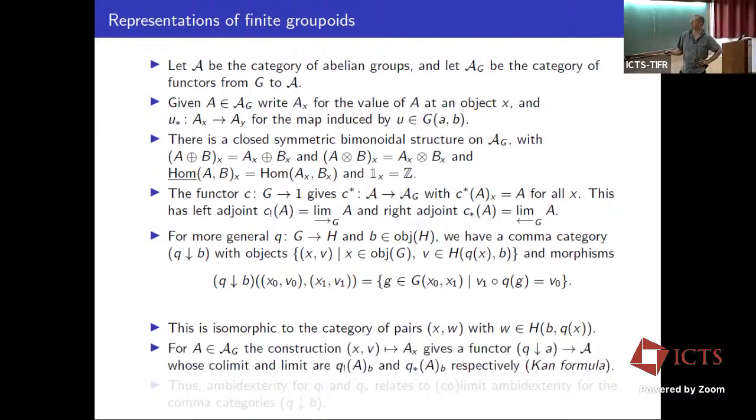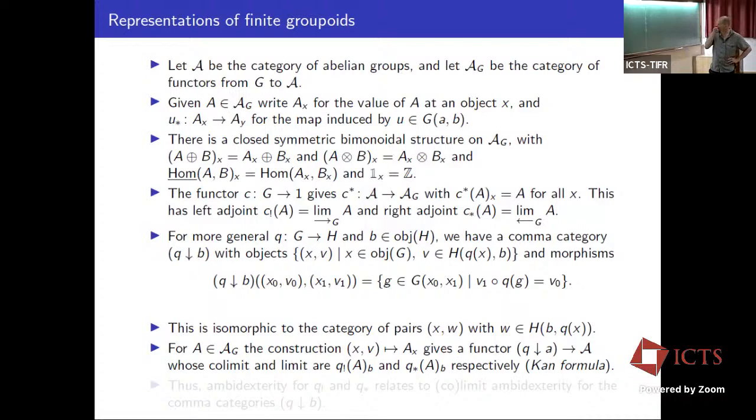And so if I've got some A here, a functor from G into abelian groups, then I can just compose with the projection, and get the functor which sends one of these pairs X, v just to AX. This gives a functor from the comma category to abelian groups, and the colimit and limit of that functor are the values of the left adjoint Q lower shriek and the right adjoint Q lower star. Okay, so this is called the Kan formula.